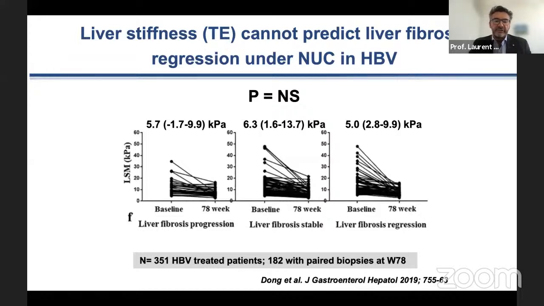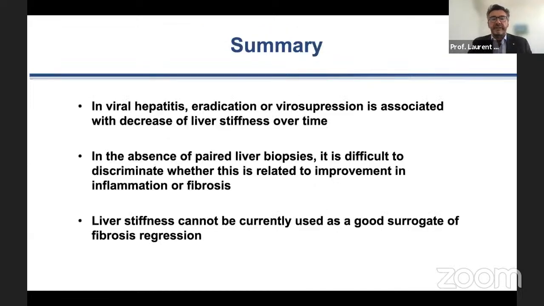And as you can see, this was performed in 300 HBV-treated patients, half of them with paired biopsy, with a long follow-up, week 78. And you can see that whether liver fibrosis progressed, was stable or regressed, there was a decrease, but there was no significant difference between the groups. So viral hepatitis eradication or viral suppression is associated with decrease of liver stiffness over time. In the absence of paired liver biopsy, it's difficult to discriminate whether this is related to improvement in inflammation or fibrosis. And liver stiffness cannot currently be used as a good surrogate of fibrosis regression.